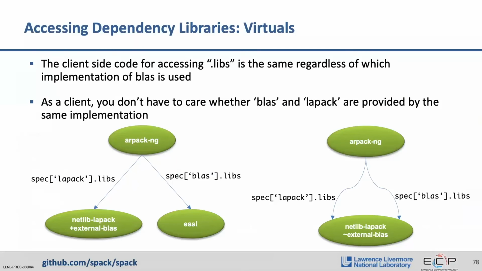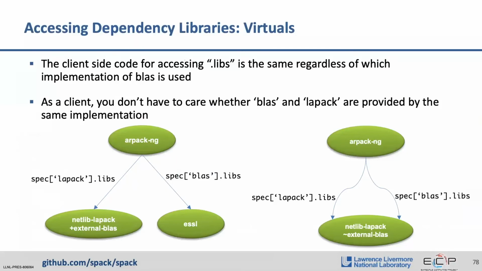And so when you say spec sub lapack dot libs, spec sub lapack returns the LAPACK provider, which is netlib LAPACK. And when you say spec sub blas dot libs, this returns the BLAS provider, and then you get the libraries from both of those different places. And you use the same code.